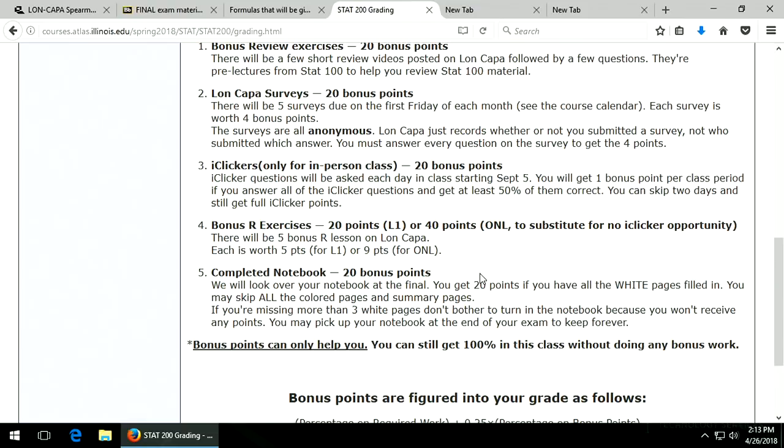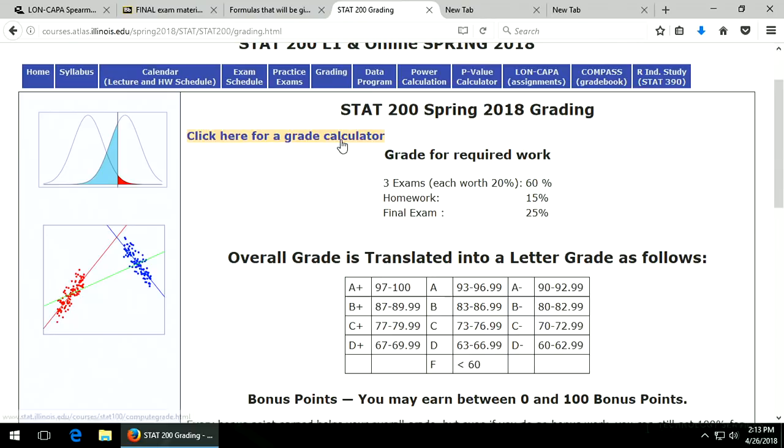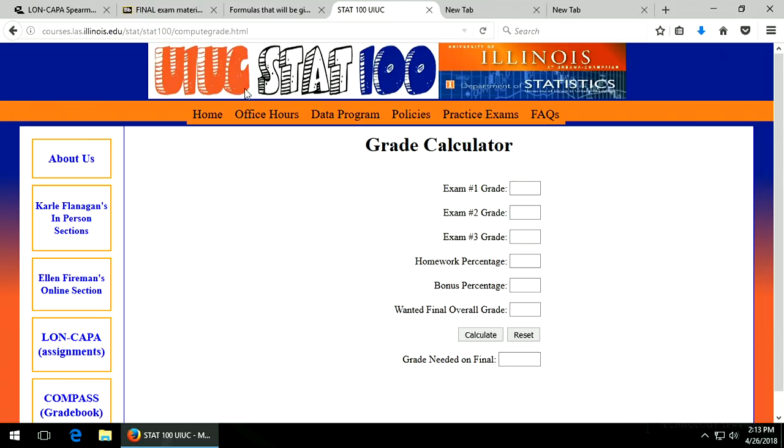I know you have limited time. You can put in your exam grades, your homework percentage. It's the same one we used for Stat 100. And your bonus percentage so far, you'd have to estimate the bonus percentage, including if you're going to turn in a notebook or not. You can see what difference it makes, what you want for your overall grade, and it will tell you what you need on the final.